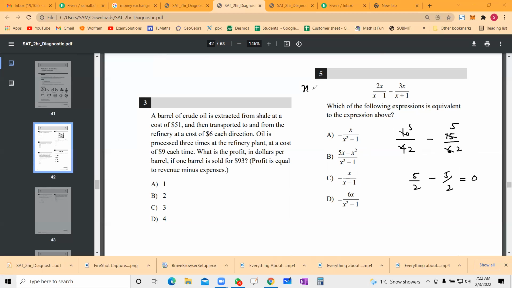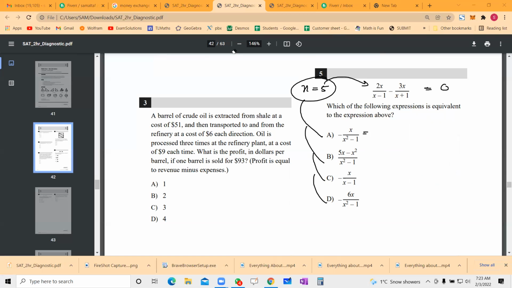You understand? So you have plugged in x equals 5. You got the question as 0. That means when you plug in x equals 5 in options A, B, C, and D, you should get 0. Where you get 0, that will be the answer. Let's try the first option. Negative 5 over 5 squared minus 1. It's obviously not 0, right? So why waste time solving it? Second one. Yeah, that would be 0.